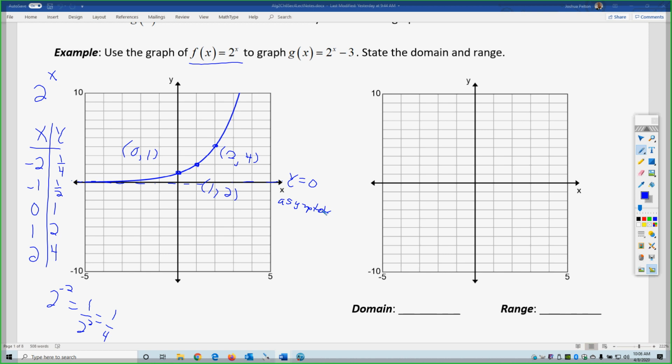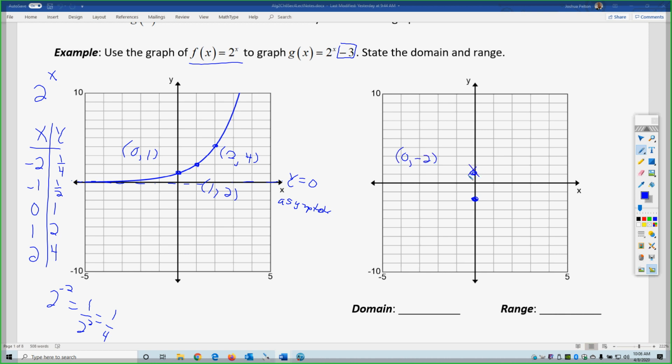So if I minus 3, that's on the outside. That is a vertical translation. So everything moves down 3. So I'm just going to move each of these points down 3. So the (0, 1) point goes down 3 and becomes (0, -2).